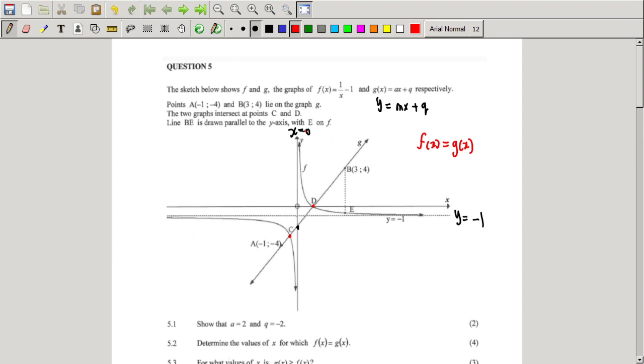Line BE is drawn parallel to the y-axis. This line BE is parallel to the y-axis. Here's the y-axis. Now let's get to our questions.